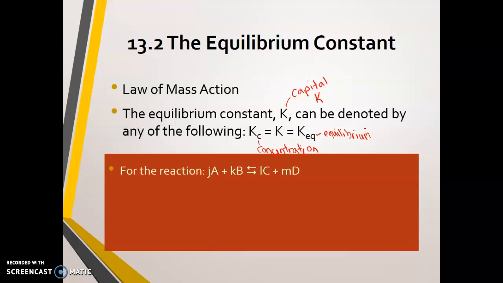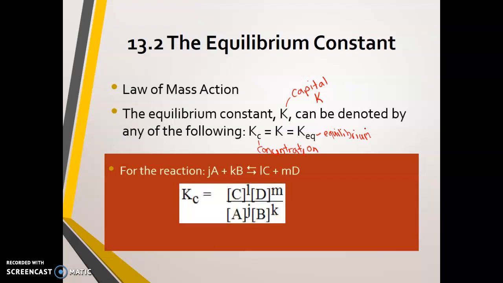So for a reaction, this is just made up of letters: jA plus kB yields lC plus mD. And it's a reversible reaction as well. So the equilibrium constant can be found by taking the concentration of your products raised to the power of the coefficient.